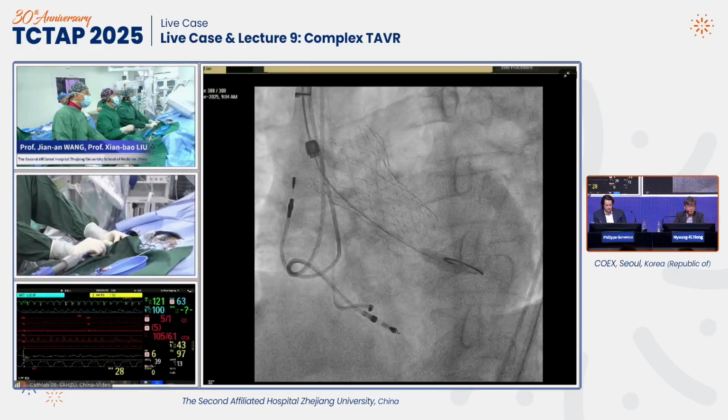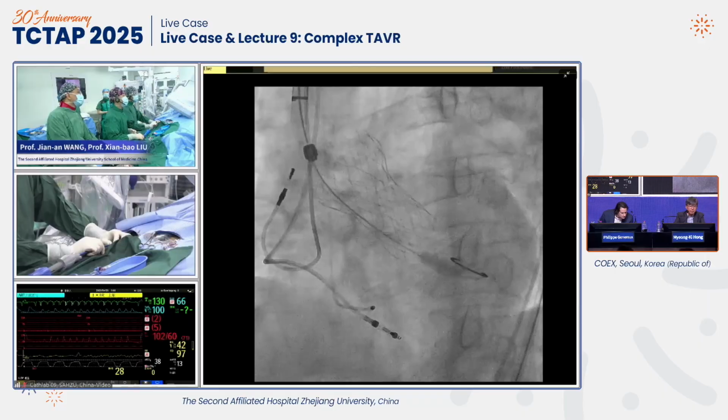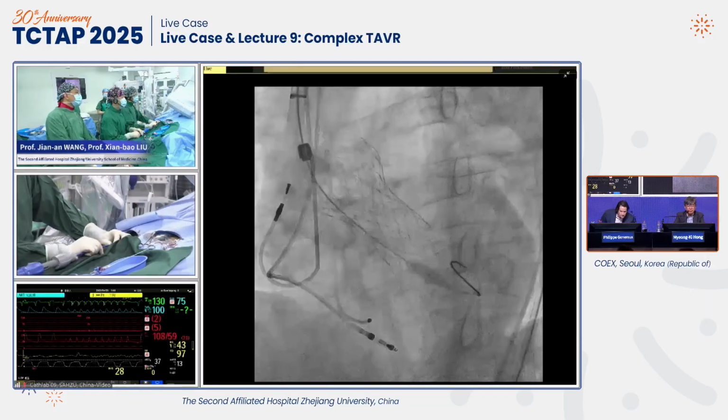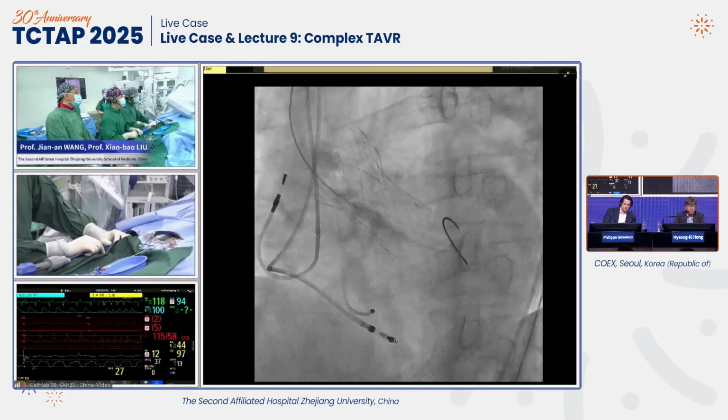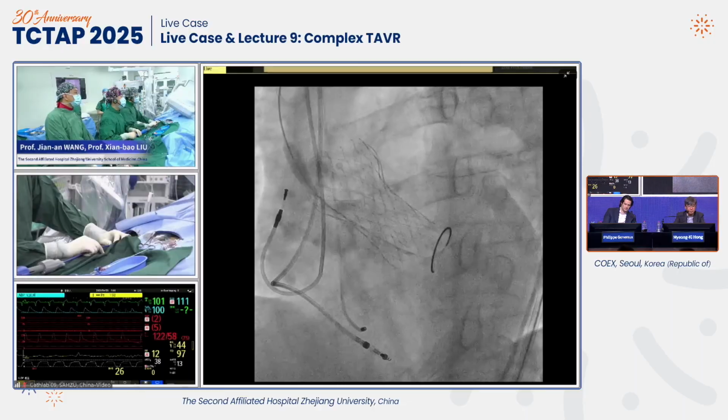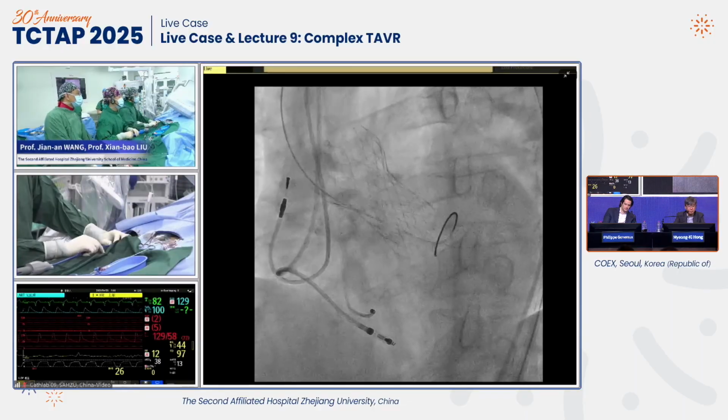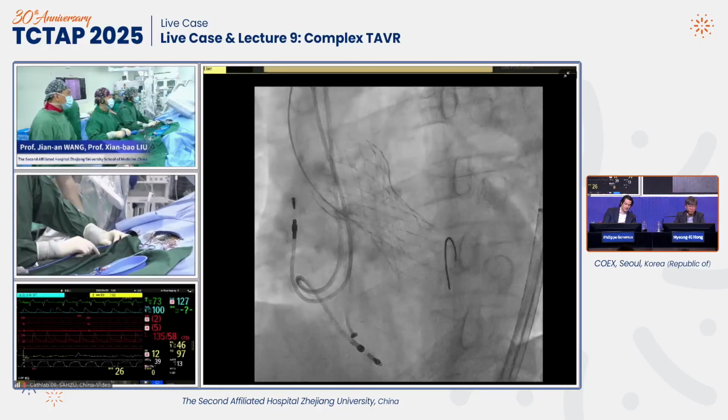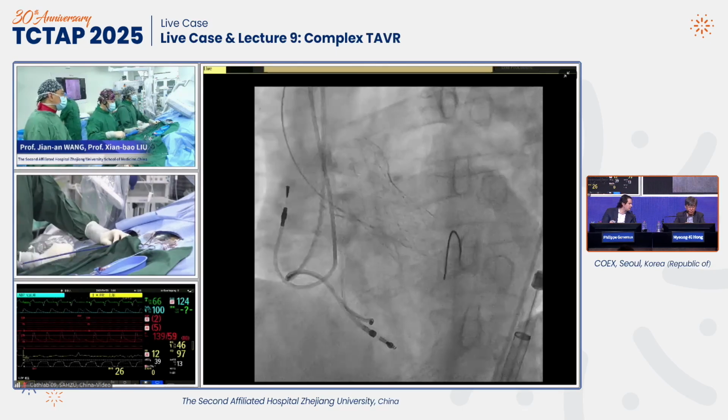For the average pro, I will worry about the too high implantation. Because of the post dilatation, it will be a little deeper, higher than the previous one. Okay, just a minute. I think it seemed to be beautiful to me. I think the valve is great.